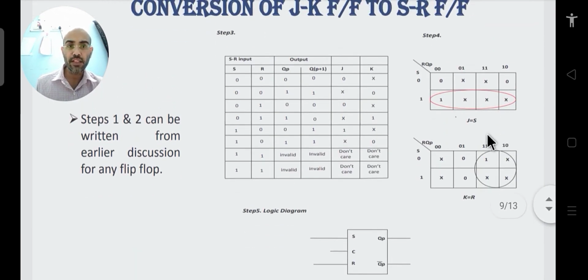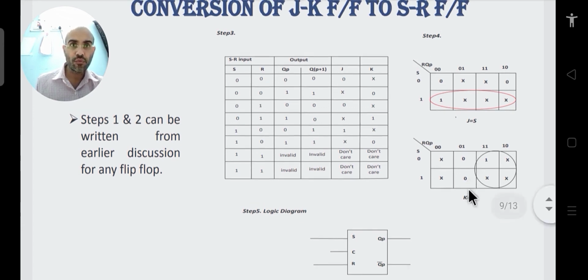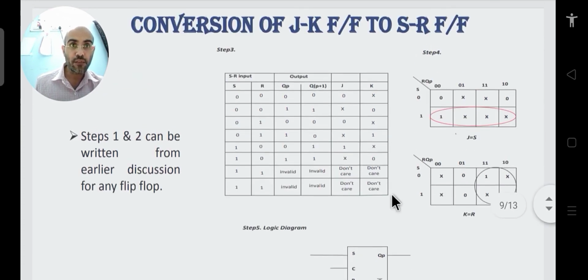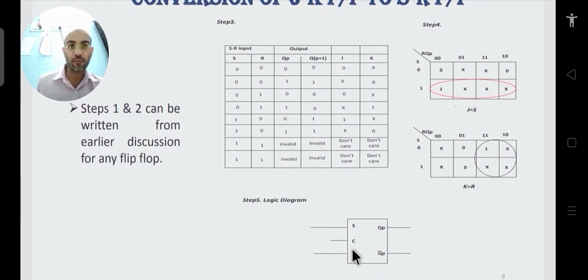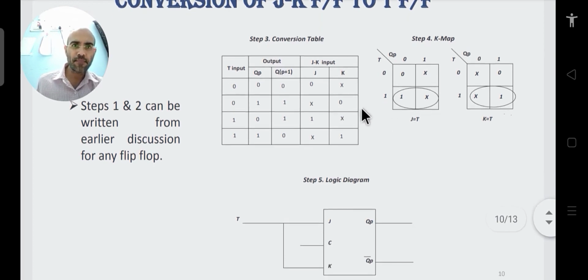Now you can see conversion of JK to SR, that is, conversion of a JK flip-flop to an SR flip-flop. You can find how to convert the given JK flip-flop to the SR flip-flop. Again we will do the same thing. We write the excitation table for the given flip-flop and the characteristic table for the desired flip-flop, include them in a single table, form the K-map, and then by K-maps get the equation and realize it. Later on, convert a JK flip-flop to T flip-flop.